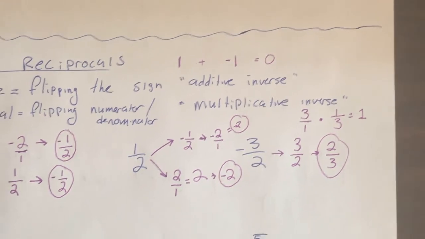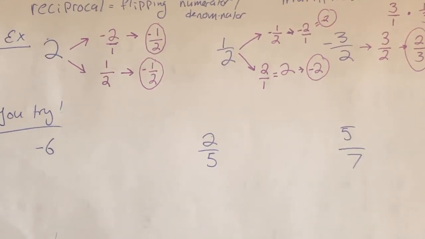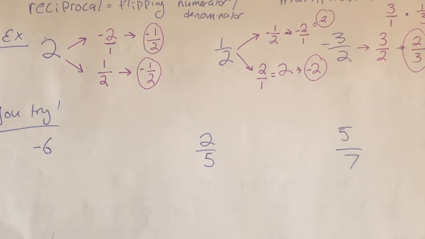But here's what I'm going to do. I'm going to ask you to do 3 questions. I need you to find the opposite reciprocal of negative 6, of 2/5, and 5/7. Okay, so pause the video, try to find the reciprocal, and then I'm going to show you how to do it. And we're looking for the opposite reciprocal.